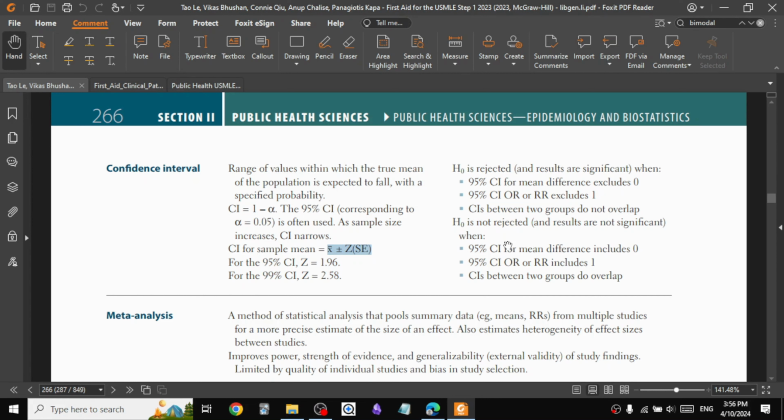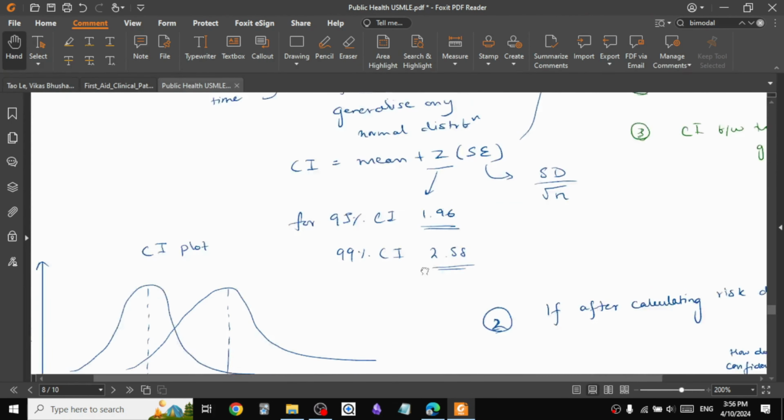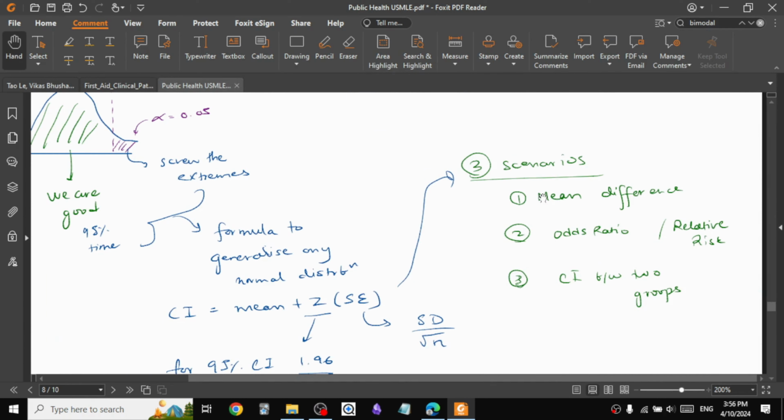Now, there are three scenarios in which a confidence interval actually helps me, or it can rule out stuff. Okay, what are these three scenarios? The first is the mean difference, the difference between the means of the study that I'm conducting. Let's say I'm trying to test drug A and drug B. I draw their confidence interval graphs and get their means, and I try to find the difference between the confidence intervals. Okay, that's the one scenario.